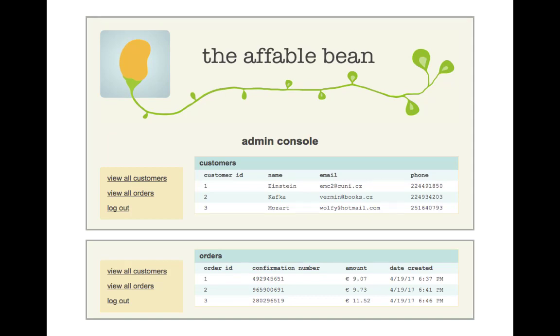If we go to the administrative console, we will see both the customers and the orders that have been added to the database. From this, we can see that Mozart's customer information has been added to the database, and that he has a customer ID of 3. If you look at the previous slide, you'll also see that the order information associated with Mozart's purchase is in fact the order with the order ID of 3.